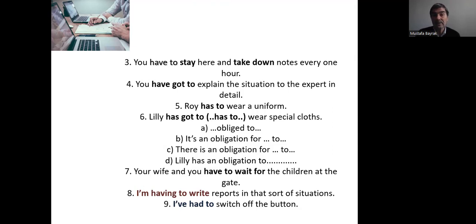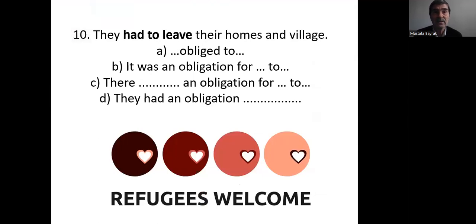Okay. 9, I had to switch off the button. I just had to switch off the button. 10, they had to leave yesterday, last month, last Sunday. They had to leave their homes and village. It means they were obliged to, adjective to do. Okay, am, is, are becomes was, were. They were obliged to.